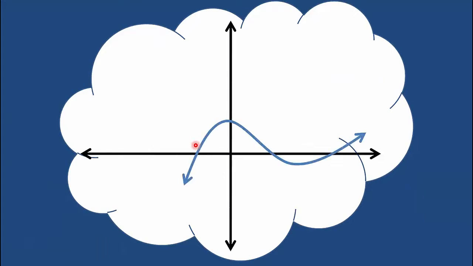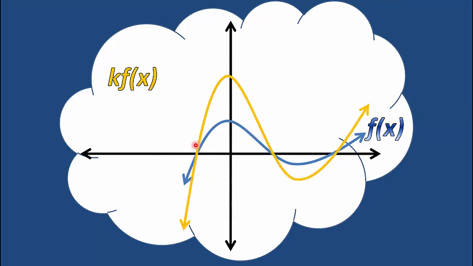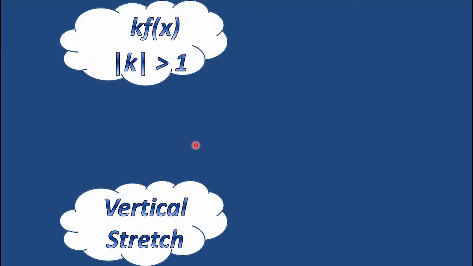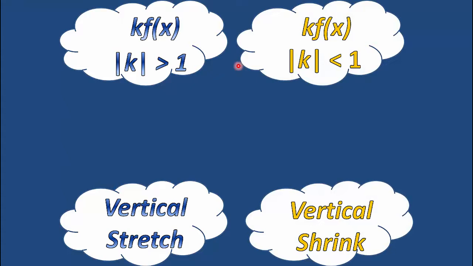Now let's look at this. Here we've got a function, and we want to do k times f of x. It's going to stretch it out if k is bigger than 1. If k is less than 1, between 0 and 1, it would tend to flatten the graph out. Okay, so here we go. We've got k f of x, and the absolute value of k is bigger than 1. And this is a vertical stretch.